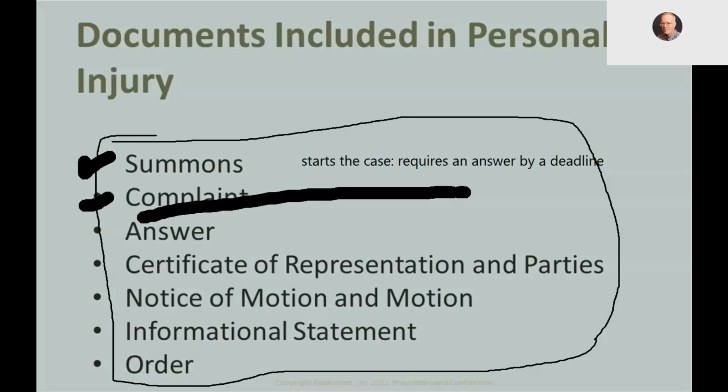Certificate of representation and parties sounds complicated, but it's very simple. Which lawyer represents which party, and what are the parties' names? Are there other parties other than the plaintiff and the defendant? Are there other third-party plaintiffs or defendants? So on. Notice of motion and motion for an issue that comes up of procedure.